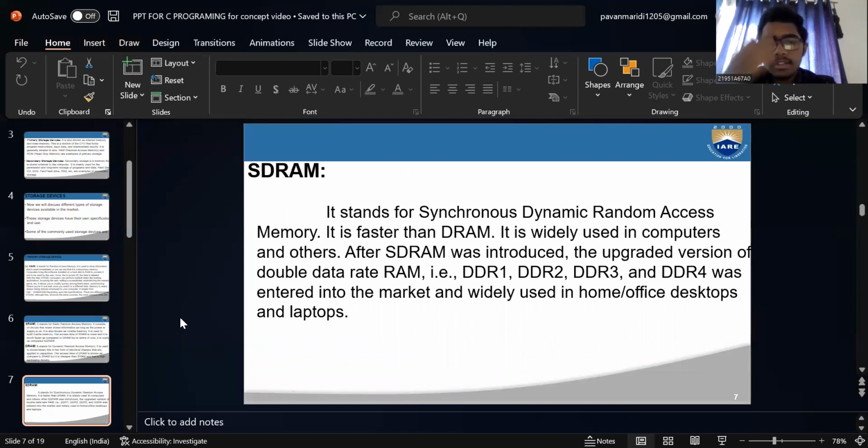SDRAM stands for Synchronous Dynamic Random Access Memory. It is faster than DRAM. It is widely used in computers and others. After SDRAM was introduced, the upgraded versions of double data rate RAM, such as DDR1, DDR2, DDR3 and DDR4, were introduced into the market and widely used in home, office, desktops and laptops.